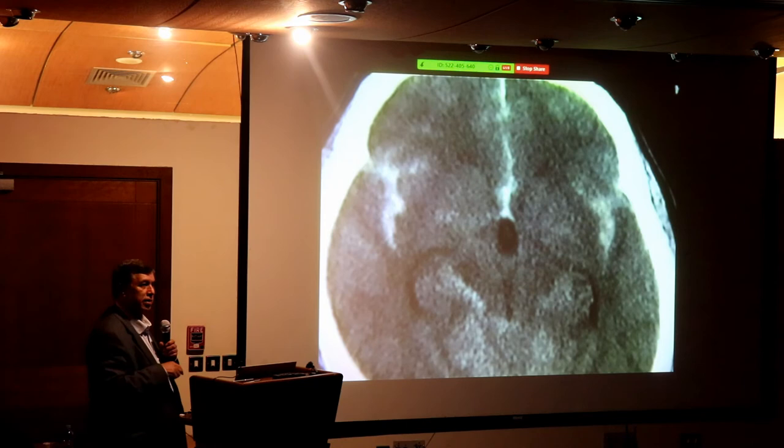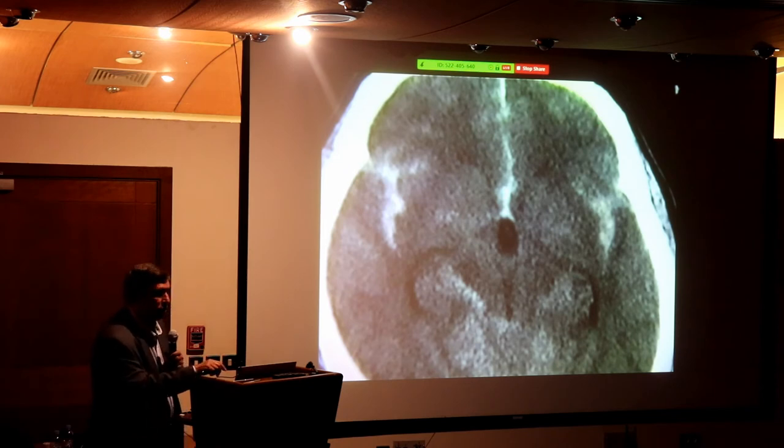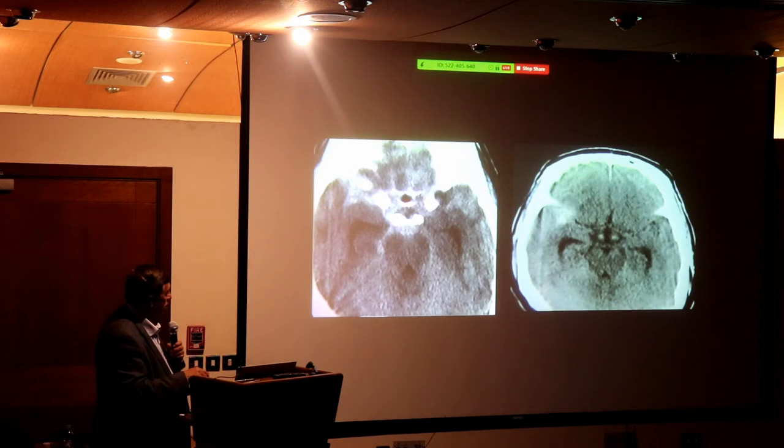I would never call this a hypertensive bleed. I would never say that this is an AVM rupture. I would never say this is due to a coagulation problem. This is a middle cerebral artery aneurysm rupture. So we could tell from the CT what's going on. Also blood in the basal cisterns, but more in the right Sylvian fissure. So 99% this is a middle cerebral artery aneurysm.